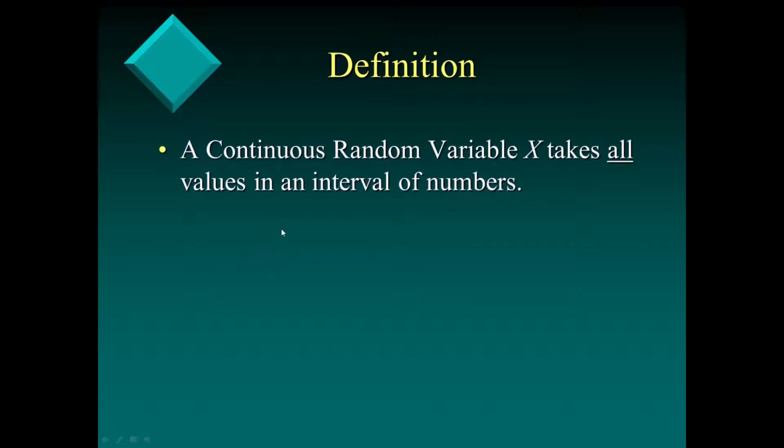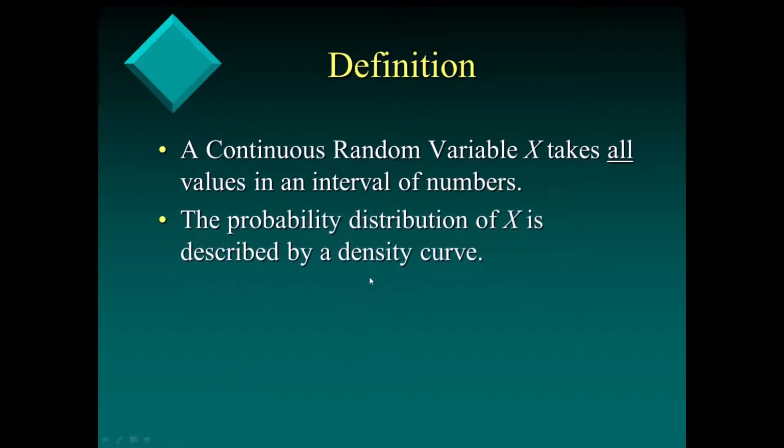So a continuous random variable x takes all values in an interval of numbers. So if you have two numbers, there will always be a number in between them. So the numbers just go on and on and on indefinitely. And like I said, you can't summarize those things in a table. So you're going to have to go to plan B, which is to use a density curve.